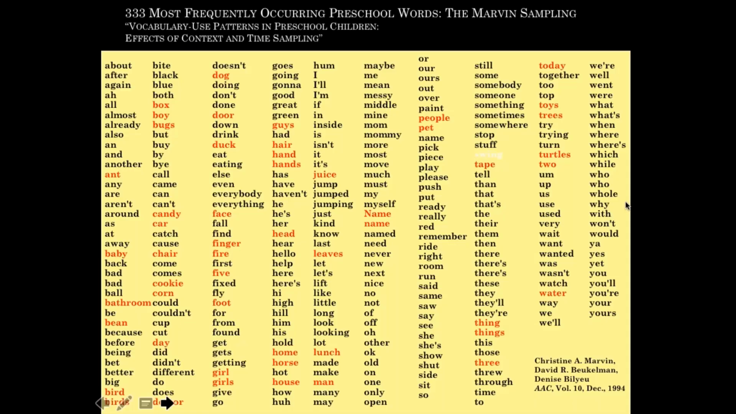And here's some research to support this idea. David Buchelman took 333 of the most frequently occurring preschool words. The black ones are the core words and the red ones are the fringe. What this shows us is this 80-20 rule: out of these 333 words, 80% are black, core, and 20% are the red fringe words.